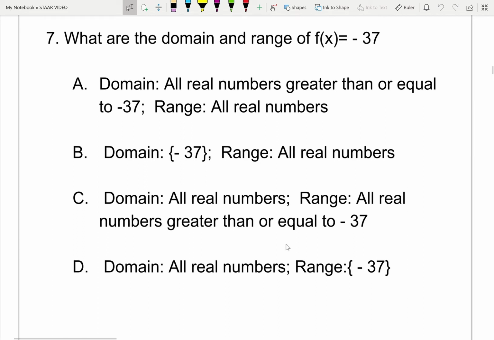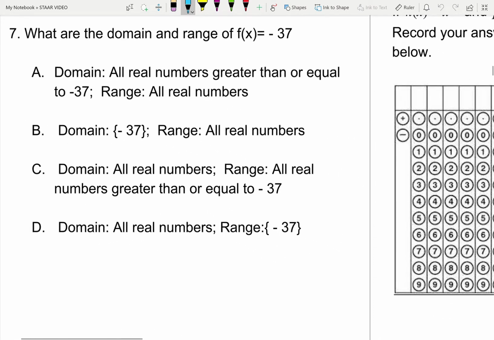Number 7, what are the domain and range of f of x equals negative 37? So right here we have a function that is equal to a number. Remember, when we have a function equal to a number, it's just going to be a line. So I'm going to go ahead and draw what that would look like.